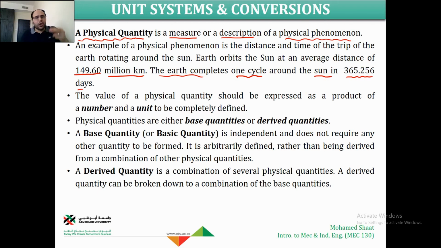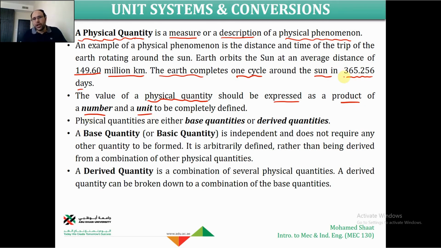This is the physical phenomenon. To be described, we describe this physical phenomenon using two physical quantities. One is the time, how long it takes, and the distance, how much distance the earth is going to travel to accomplish one cycle around the sun. Make sense? So the value of a physical quantity, and this is very important, should be expressed in two parts, as the product of a number and a unit.